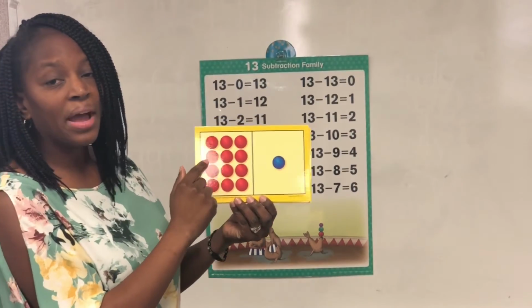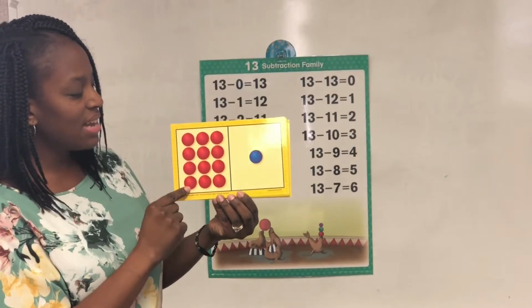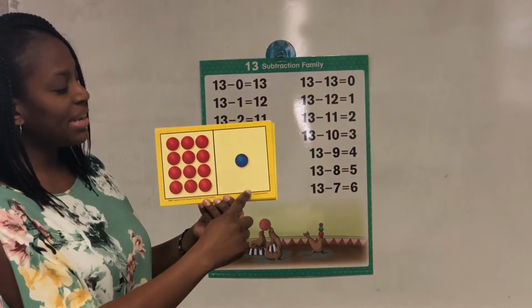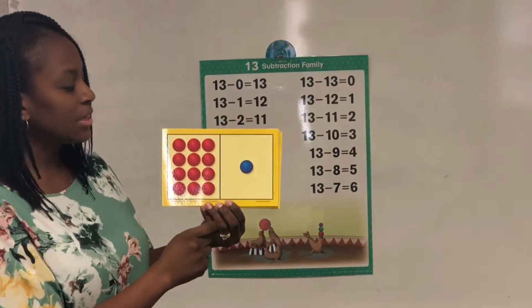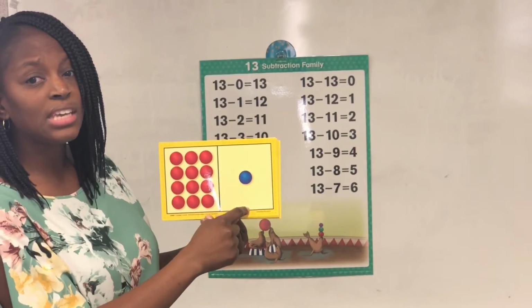How many dots do I have in all? 13. How many dots are in the first square? 12. How many dots in the second square? 1. What's our combination? 13 minus 12 equals 1.